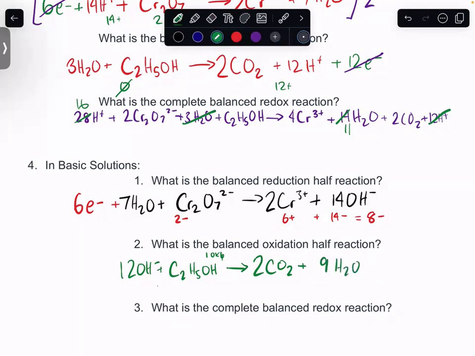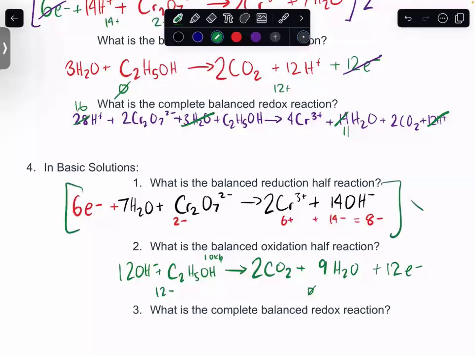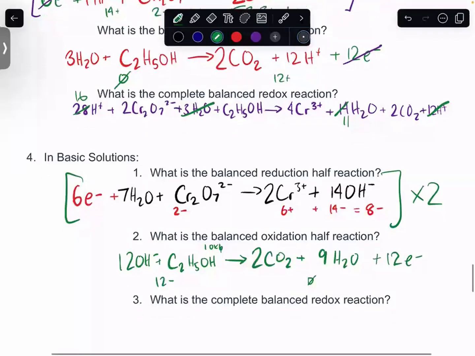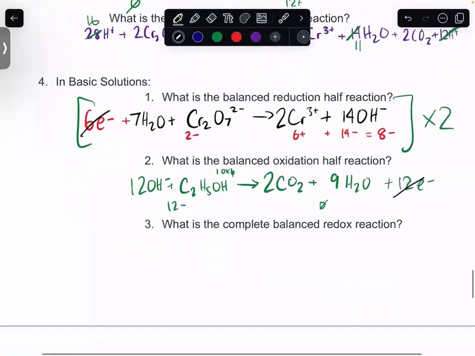Now to balance out the electrons, I have 12 minus here, so I'm going to add 12 electrons to the right side, and I have the exact same electrons on both sides. So to finally balance this whole thing out, we're going to do exactly the same thing. We're going to multiply the top by 2. So the last step, after we've multiplied both sides by 2, we get to add our final reactions together. I'm going to cancel the electrons on both sides because those will cancel out.